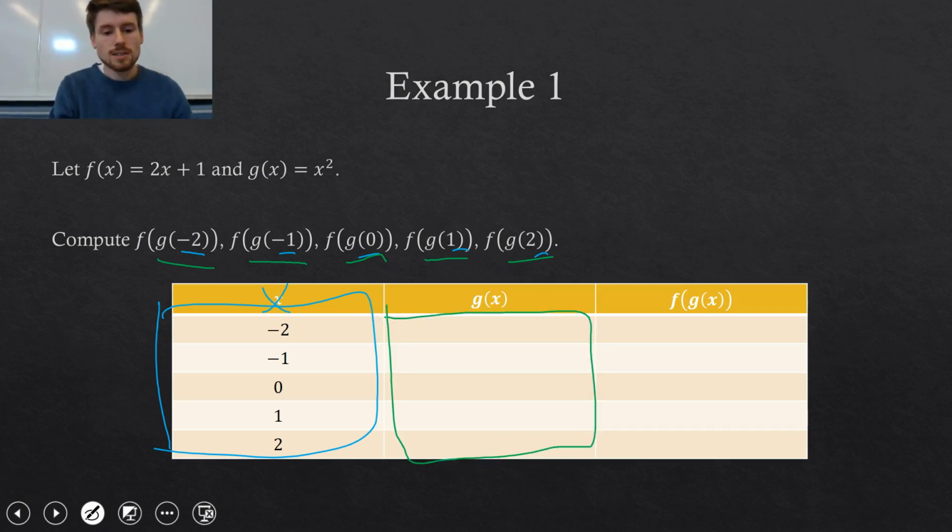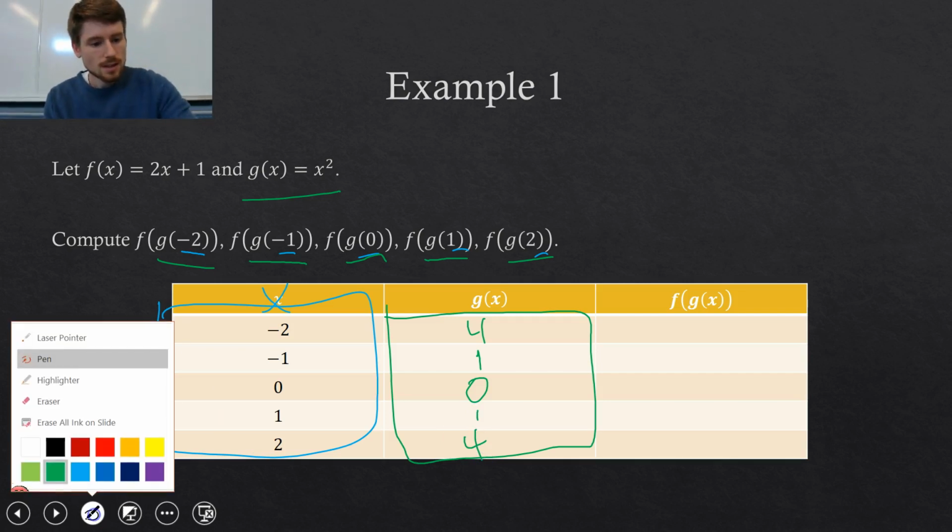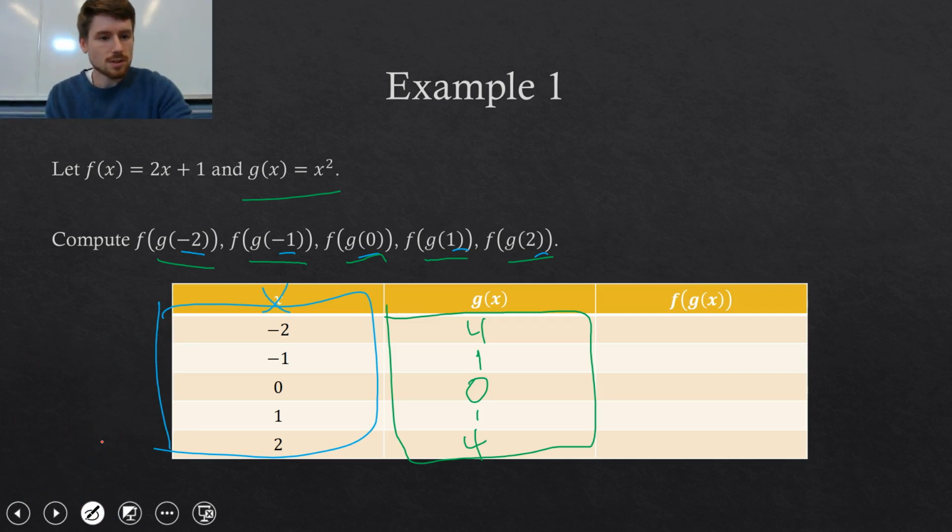So we can try this out. So g, which squares things, remember? G squares things. We should end up getting 4 for the first one, 1, 0, 1, and 4, after squaring each of those inputs. Lastly, once we've squared each of those numbers, we're going to compute f, which is the second machine we're going to plug our numbers into. So we're going to take our answers from g, plug those into f, and see what we get.